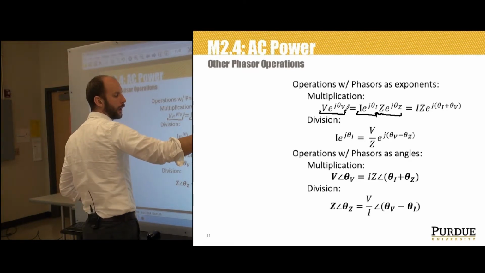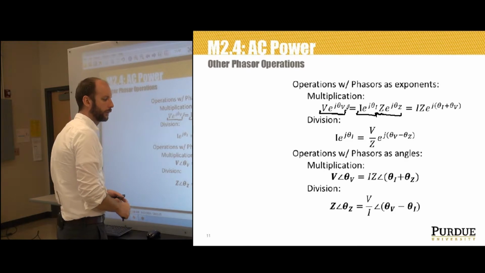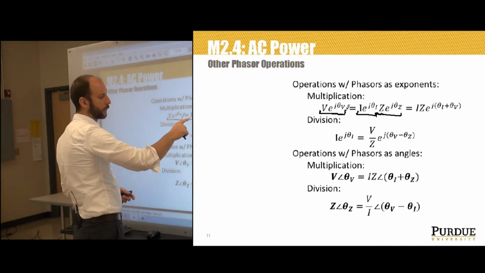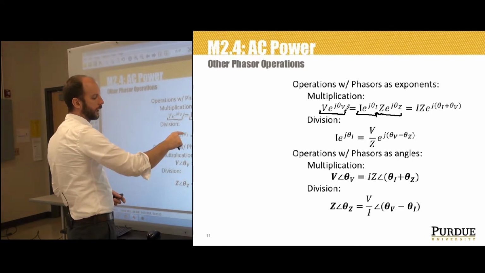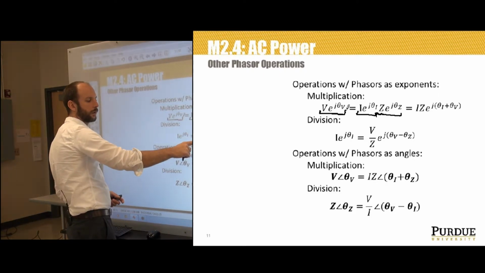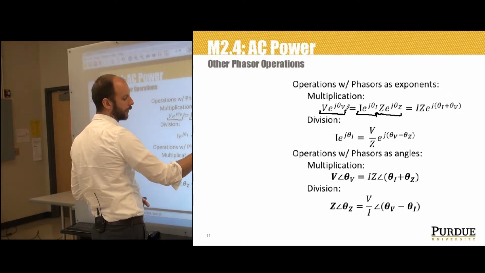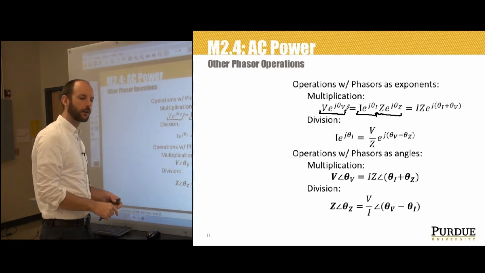Multiply their magnitudes, add their exponents. In division, say we were trying to calculate current based off the known voltage, we would say that the current is equal to the magnitude of the voltage divided by the magnitude of the impedance, times e to the j, and the angle in the exponent is the angle of the numerator minus the angle of the denominator.